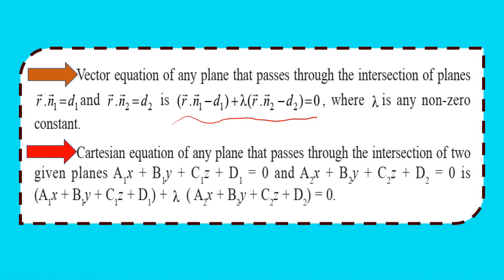And the Cartesian equation of any plane that passes through the intersection of two planes a1x plus b1y plus c1z plus d1 equals 0 and a2x plus b2y plus c2z plus d2 equals 0 is (a1x plus b1y plus c1z plus d1) plus lambda into (a2x plus b2y plus c2z plus d2) equals 0. So this was the vector and this was the Cartesian equation of the plane passing through the intersection of two planes. Clear? So pause and note down these equations.